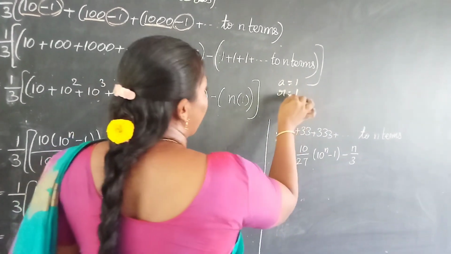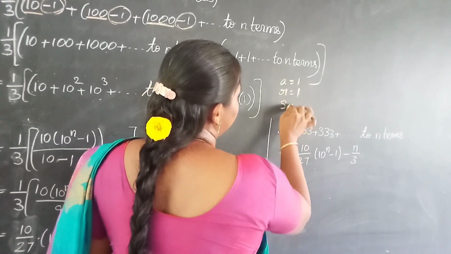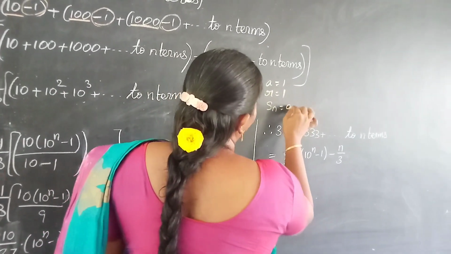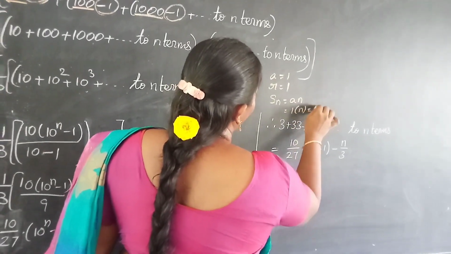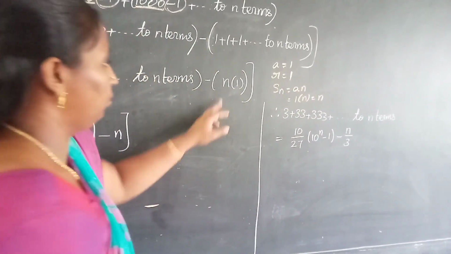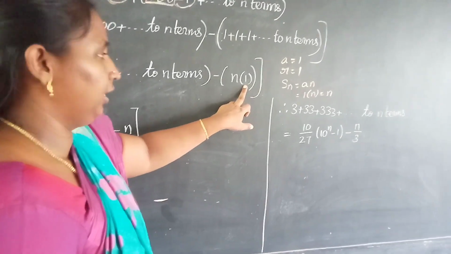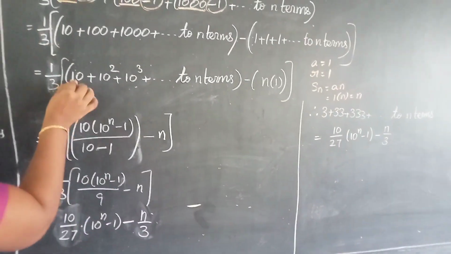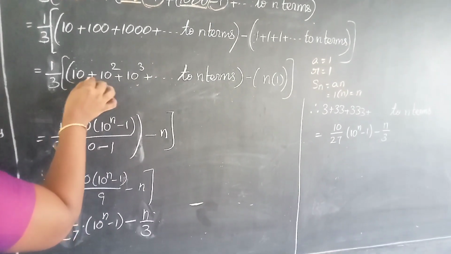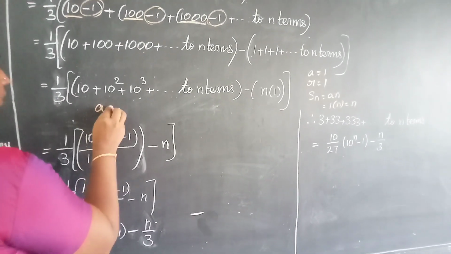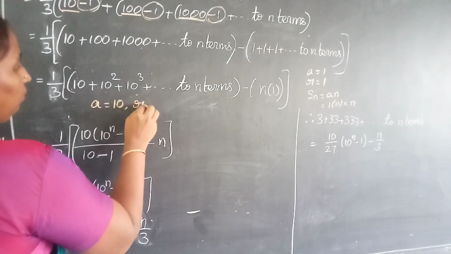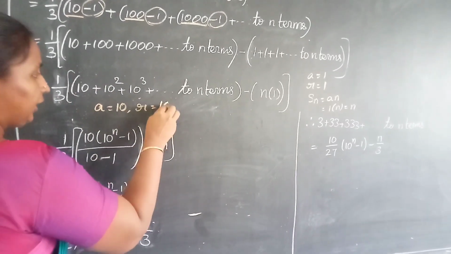So what is the Sn formula if R equal to 1? Sn is A into n, so 1 into n. You will get the answer as n. So n into 1 you will get n. Okay. Next here, this also forms a GP. That is, the common ratio will be 10. So A equal to 10, R equal to T2 by T1 and we get 10 only.